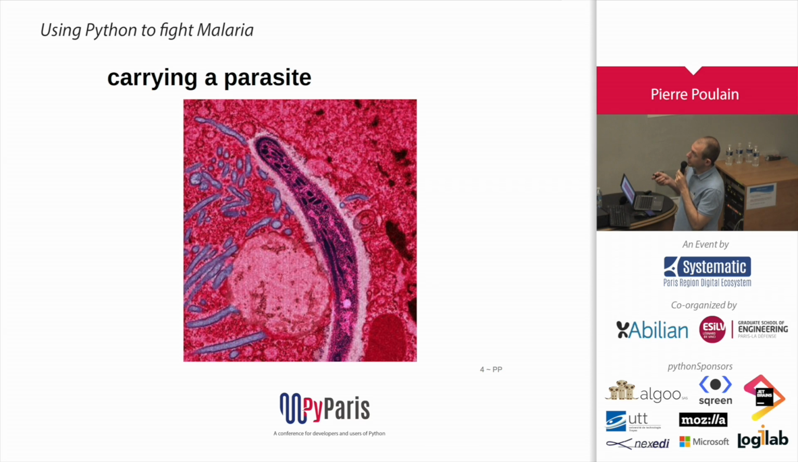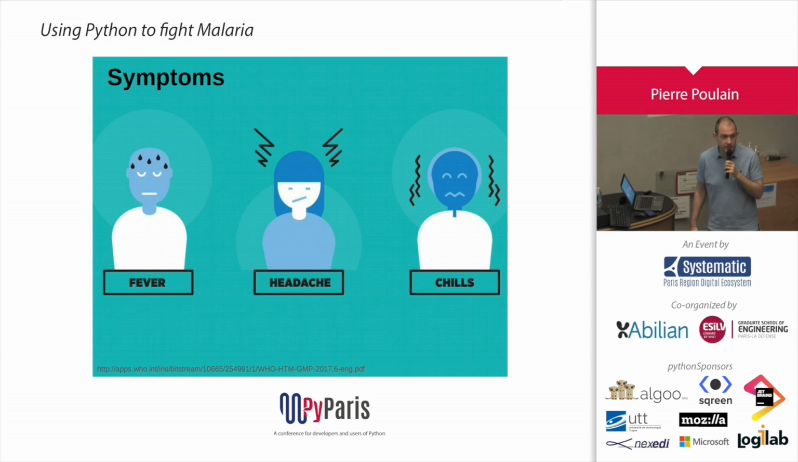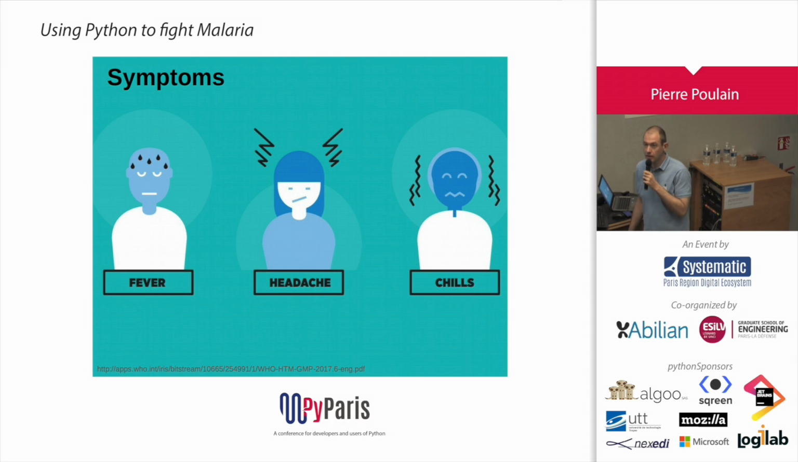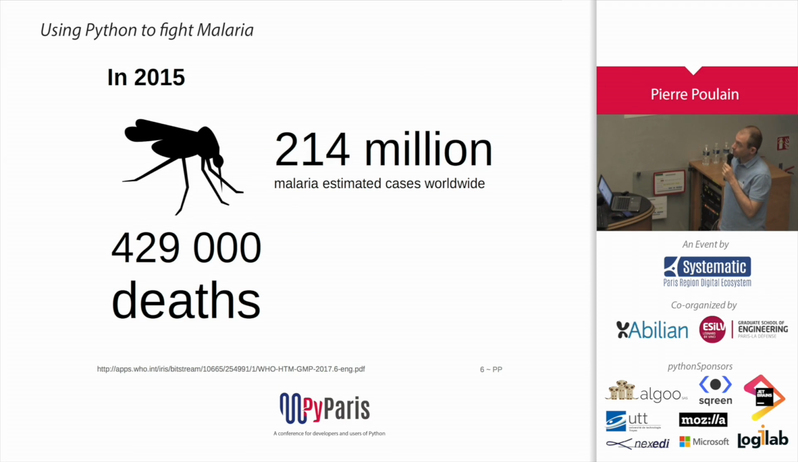The name is Plasmodium. And once you get infected, after a few days, you're going to feel sick with fever, headache, chills, sometimes diarrhea, and eventually you can die from this, actually, if you have been infected with Plasmodium falciparum. Malaria killed, in 2015, more than 400,000 people worldwide, and it has also infected more than 200 million people.